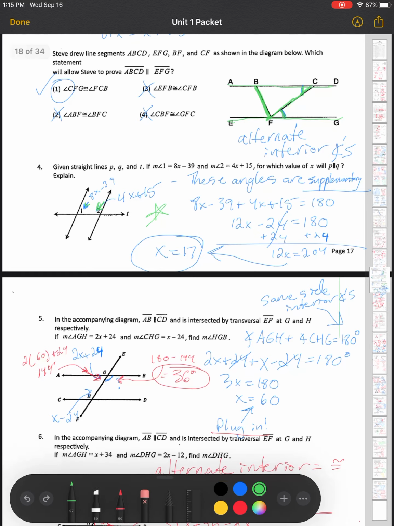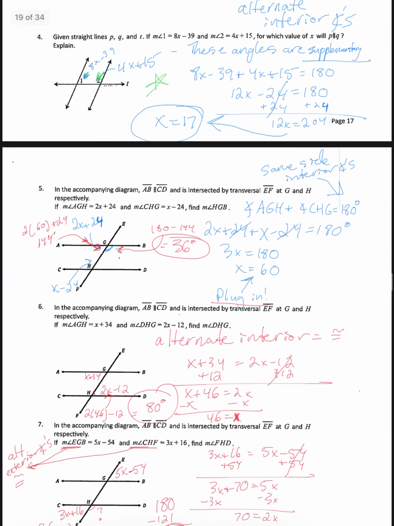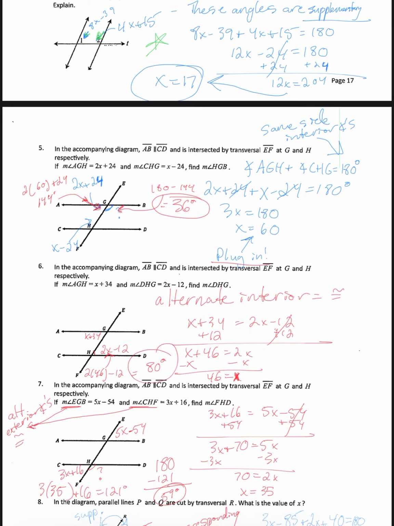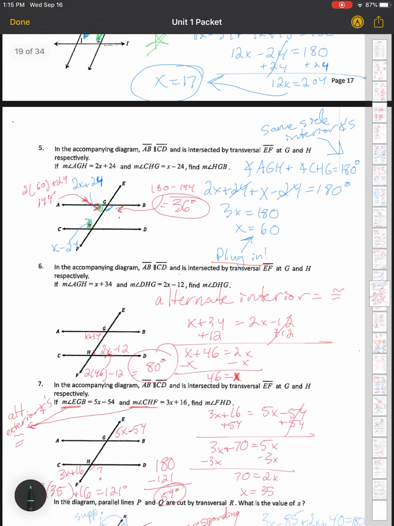Now on to number 5. Number 5, we have a diagram, parallel lines with a transversal. We're given labels for angles. So we're given angle AGH is 2x plus 24, so this angle right here. And then we're also given that angle CHG is x minus 24, this angle here. These are same side interior angles. We're looking for angle HGB, this angle here. So in the end, we have to get that.